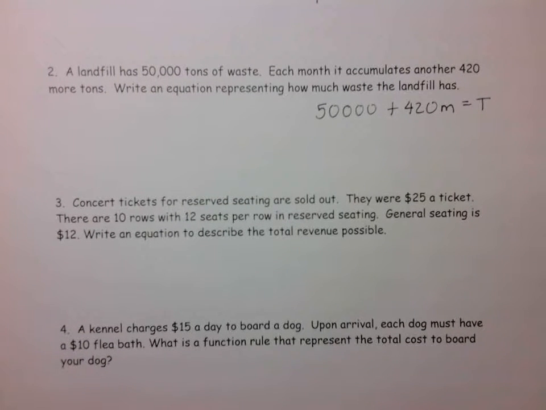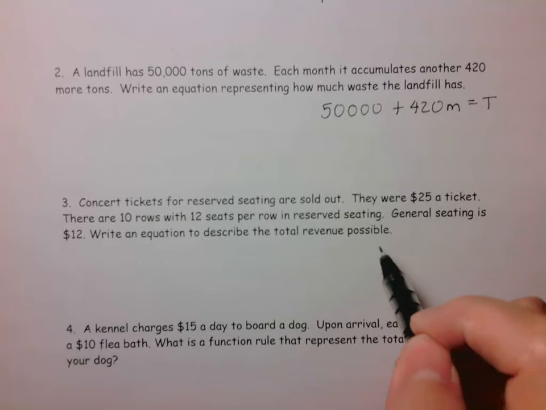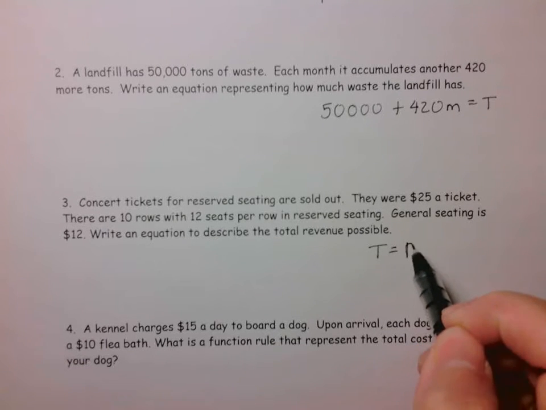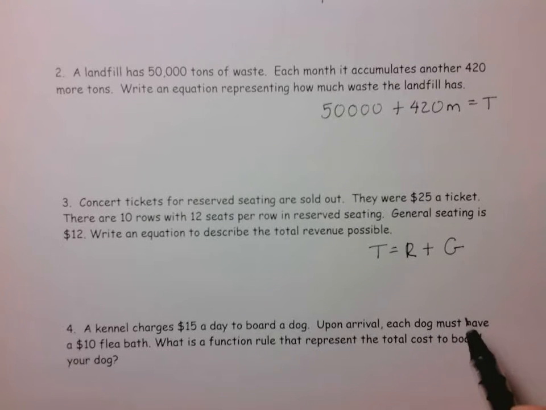Example number 3. Concert tickets for reserved seating are sold out. They were $25 a ticket. There are 10 rows with 12 seats per row in reserved seating. General seating is $12. Write an equation to describe the total revenue possible. Well, my total revenue is going to equal the sales from my reserve seating plus the sales from my general seating. Well, let's look at the reserve seating first.